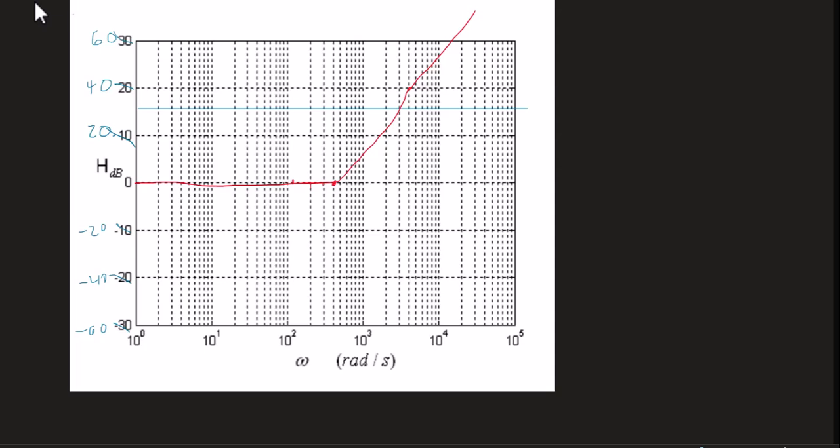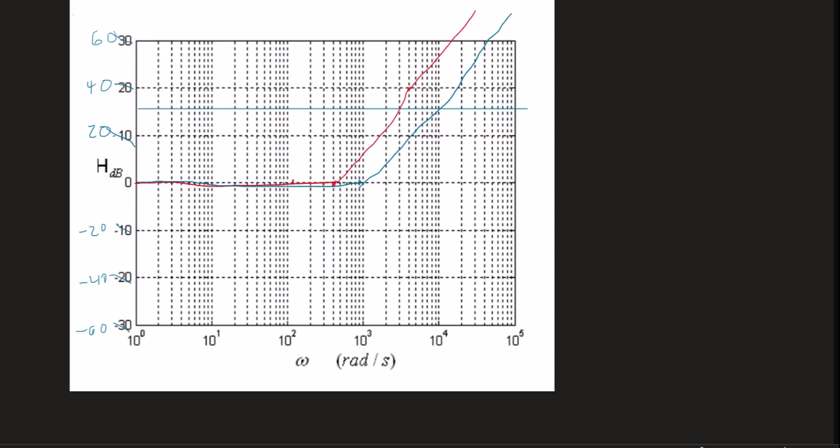Okay, then what's the next zero? 800. So 800 is right here. So I have 0 until I get to 800, and then it'll have a slope of 40, which means it's parallel to this. So I'm not going to go over and count. I just know it's going to be parallel.